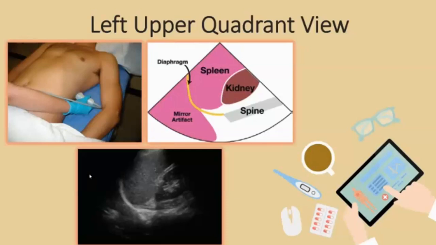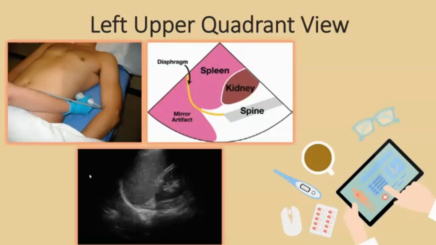Okay, the next view is the left upper quadrant view. With this, you're going to place the probe on the patient's left flank in the posterior axillary line in the 10th and 12th rib spaces. The transducer indicator is aimed towards the patient's head. The point of this view is to identify the spleen, the kidney, and the diaphragm.